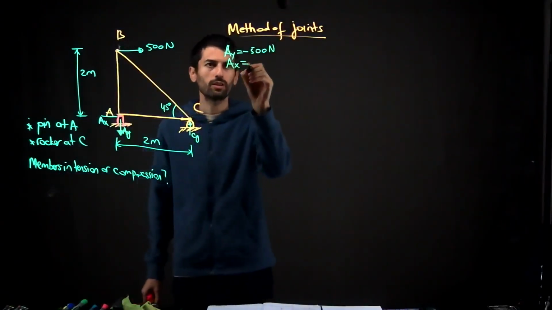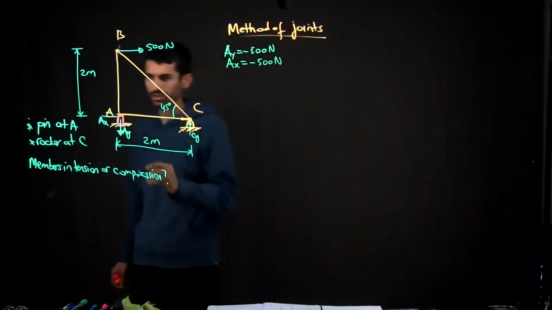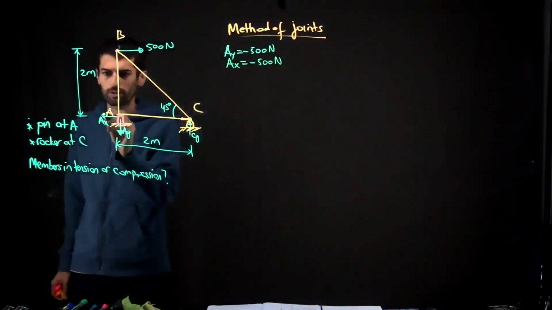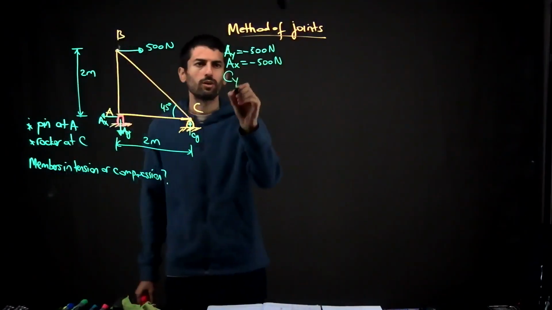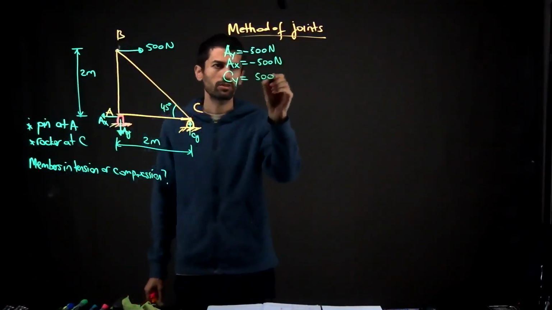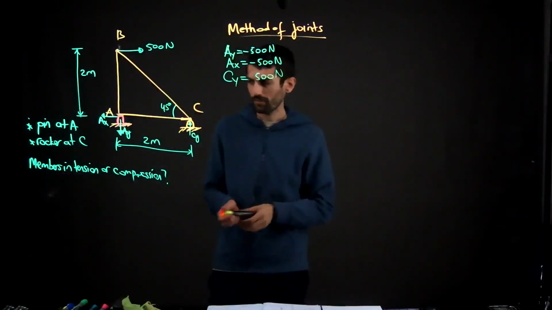AX, we have found that it is also negative 500 newtons. So since it is negative, it is to the left. And then CY was 500 newtons, and this is correct.